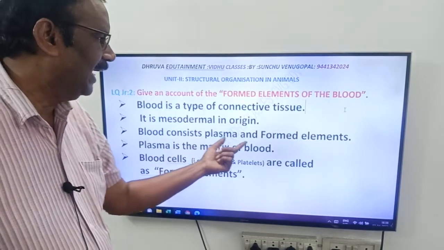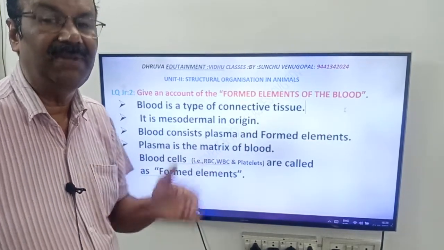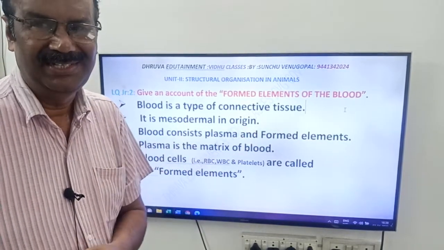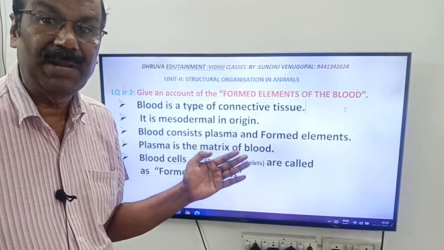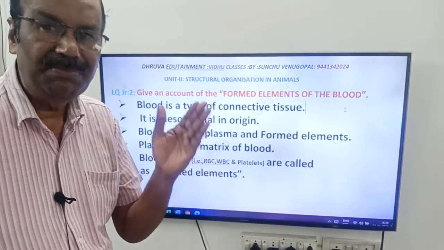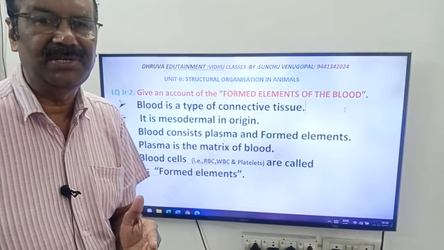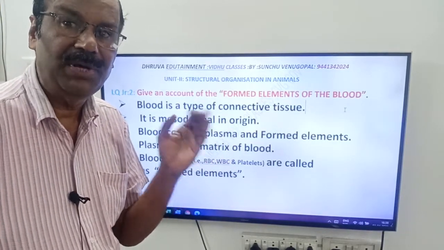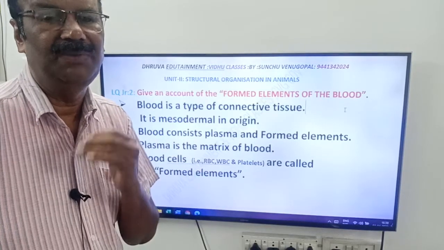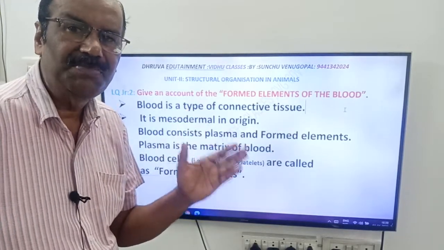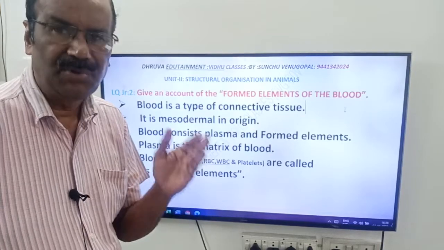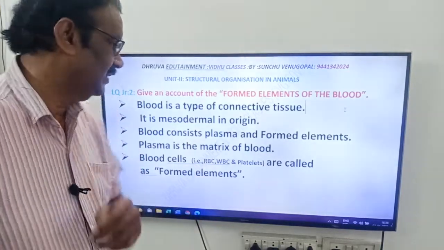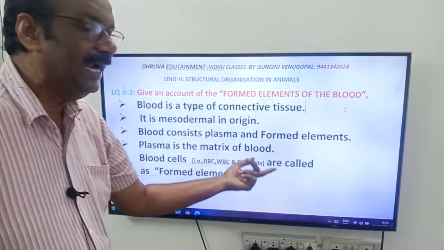Blood consists of plasma and formed elements. Blood consists of plasma and blood cells. Blood cells are also called formed elements. Plasma is the fluid part. Formed elements are the solid parts. Formed elements means what, friends? Blood cells. Plasma is the matrix of the blood.